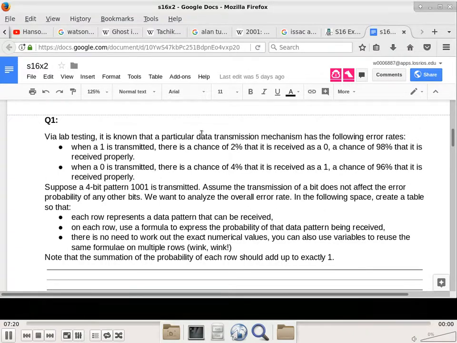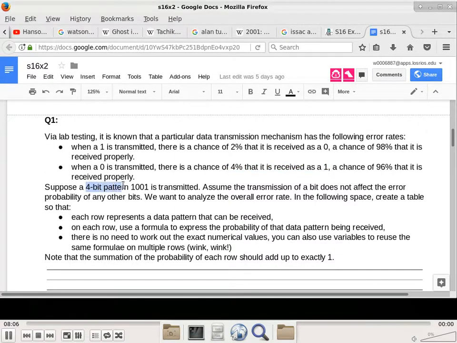So question number 1 is not necessarily a combination or binomial theorem kind of question. It depends on how it is phrased. In this case, we have a lab testing, in other words, we have empirical data to support this. When a 1 is transmitted, there's a chance of 2% that it is erroneously received as 0, which basically means you have a 98% chance that it is received correctly. When a 0 is transmitted, there's a chance of 4% that it is received incorrectly as a 1, and 96% of a chance that it is received correctly.